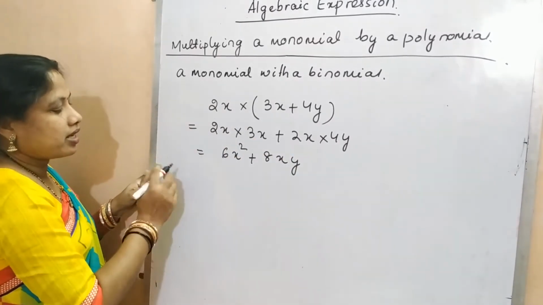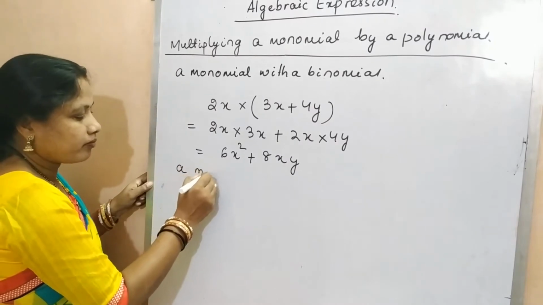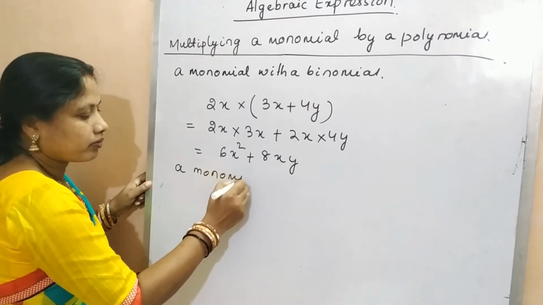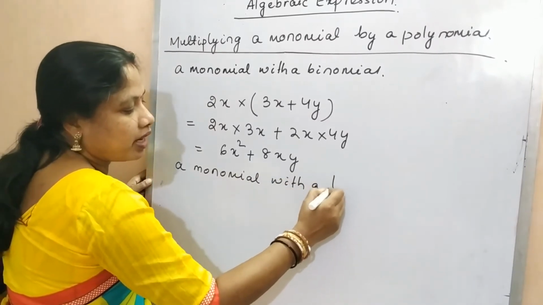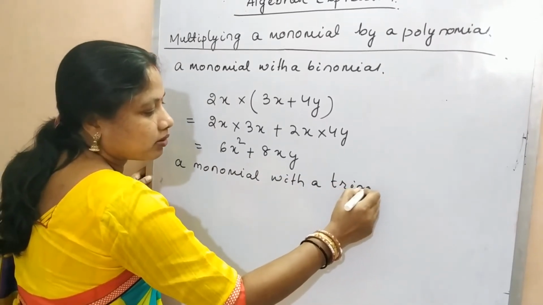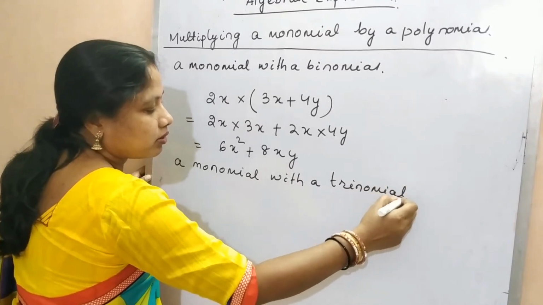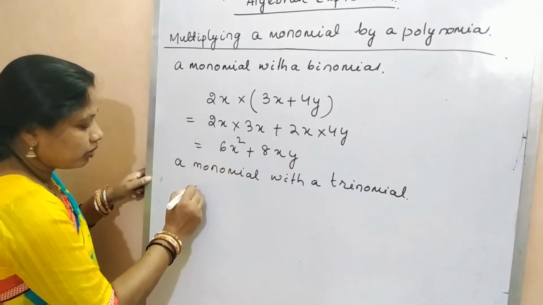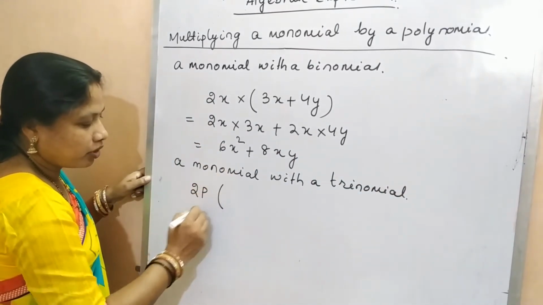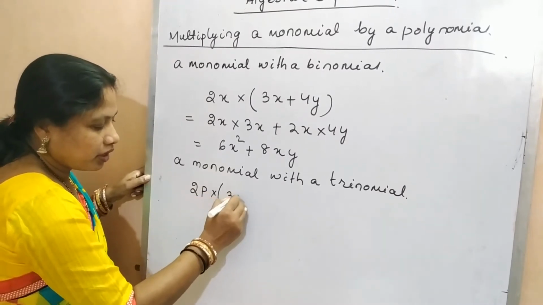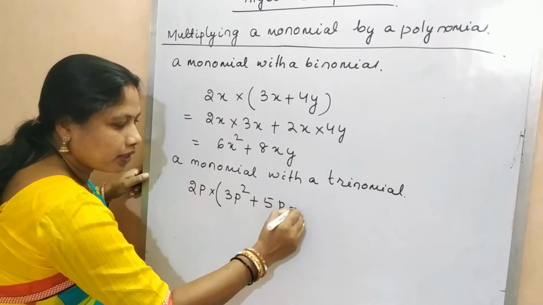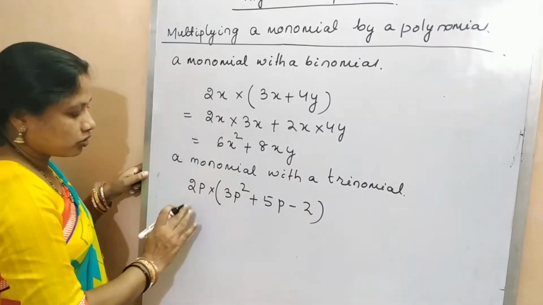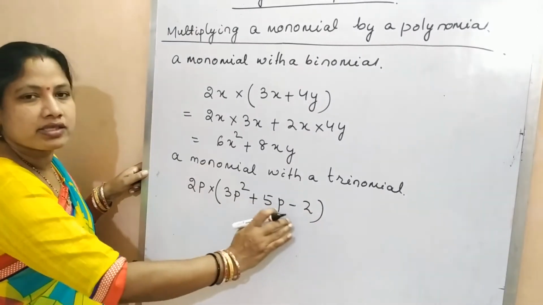So next case, a monomial with a trinomial. So let us take an example. 2p multiplied with 3p square plus 5p minus 2. So this is a monomial and this is a trinomial.